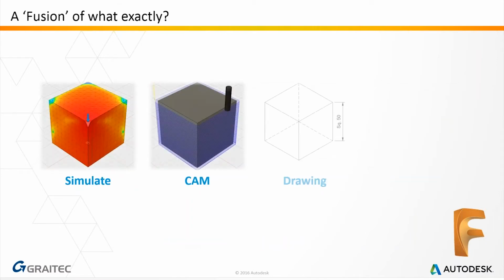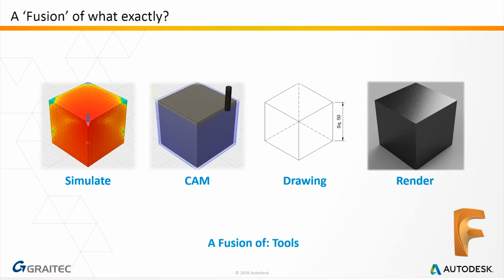So let's ask this question. It's a fusion of what? So firstly, it's a fusion of modelling types. We have traditional parametric modelling. You'd be familiar with this from Inventor. So you type in parameters and you can get things to update. You can have formulas and so on.